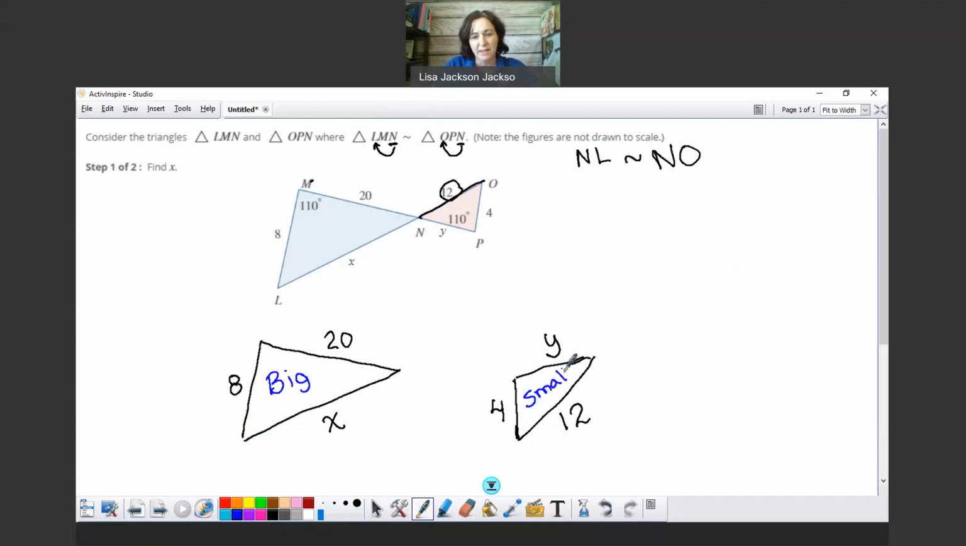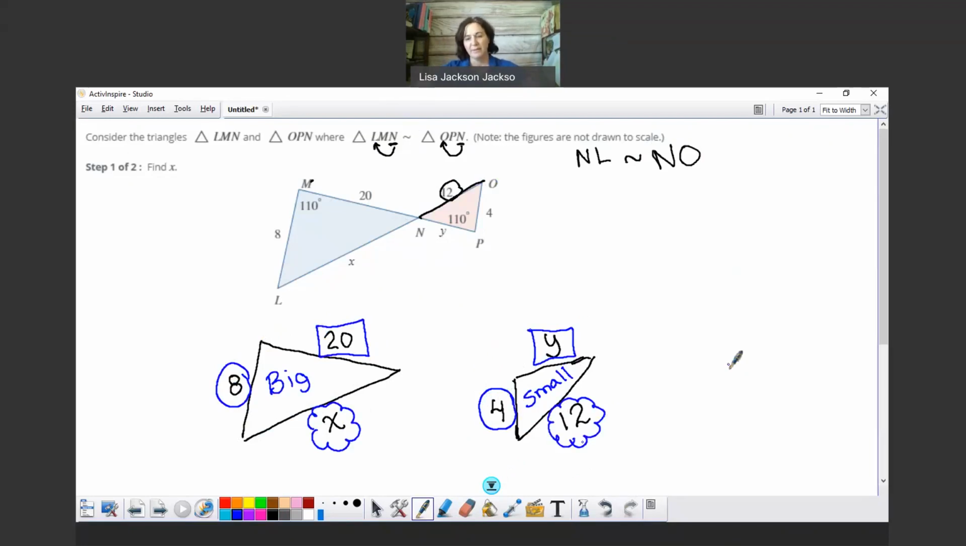So I'm going to take the time to get to know them, big and small. We know which side matches because we did the work of orienting them, but the 8 from the big triangle matches the 4 from the small triangle. The 20 from the big triangle matches the Y from the small triangle. And the X, I'm going to cloud it because I'm running out of shapes, matches the 12.